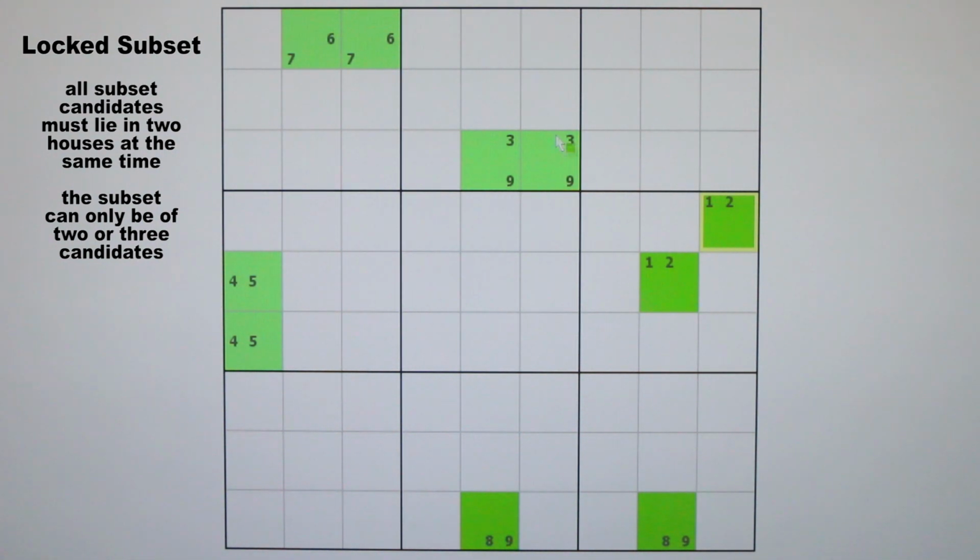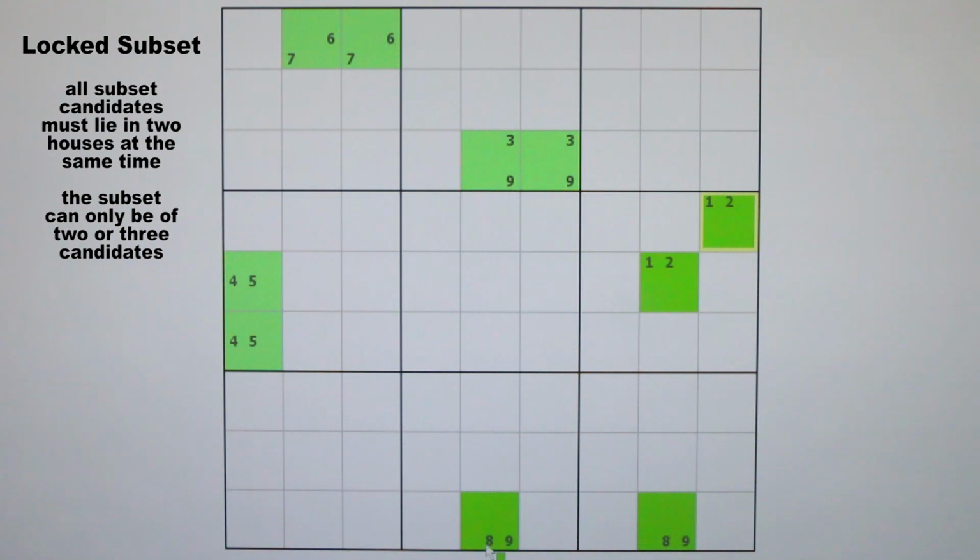Likewise, the 3 and the 9, the 3 and the 9, a naked pair, lies in row 3 and block 2. So that is a locked pair. And here we have a naked pair of a 4 and a 5 and a 4 and a 5, but because they lie in column 1 and block 4, we call it a locked pair.